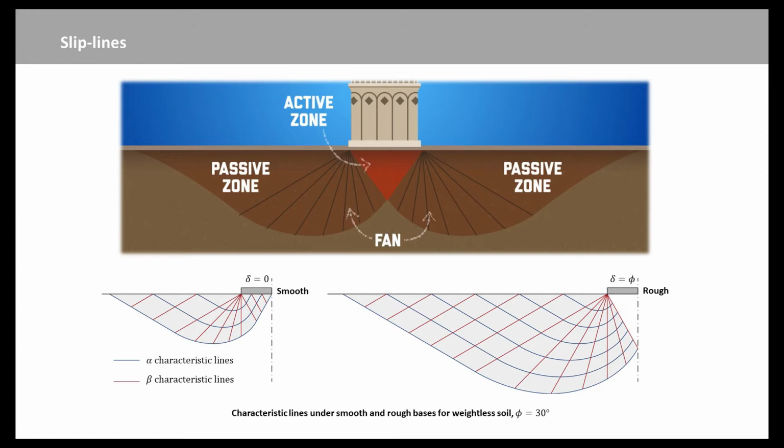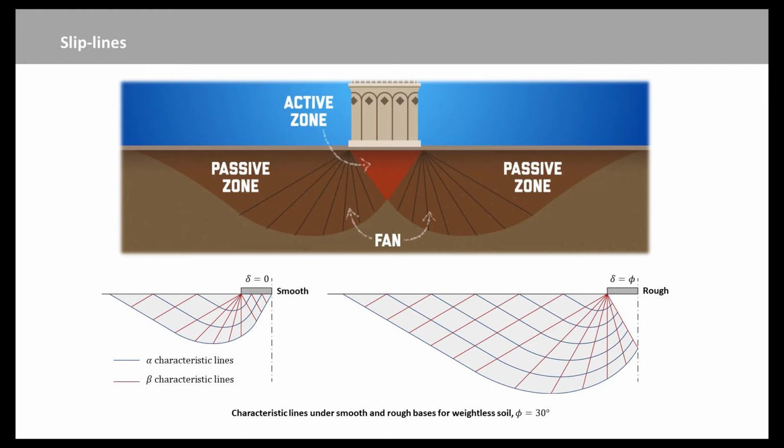Combining the Coulomb criterion with the equations of equilibrium gives a set of differential equations of plastic equilibrium in this region. Together with the stress boundary conditions, this set of differential equations can be used to investigate the stresses in the soil beneath the footing at the instant of impending plastic flow.